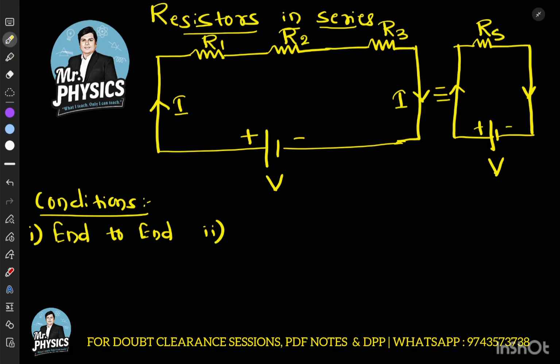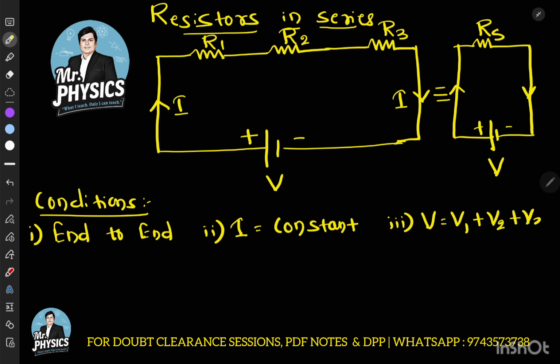The second condition of series combination is that the amount of current flowing in the circuit is always constant, because there is no branching in any part of the circuit. Hence the current remains constant, and the potential difference across the combination is equal to the sum of potential differences across individual resistors, that is V equal to V1 plus V2 plus V3.